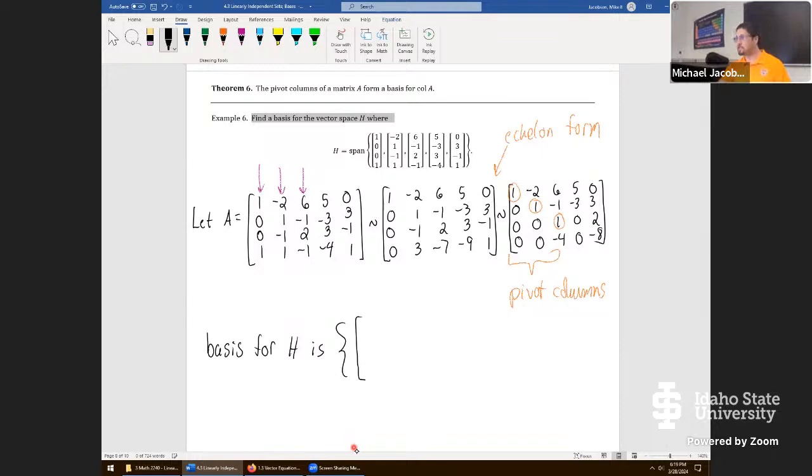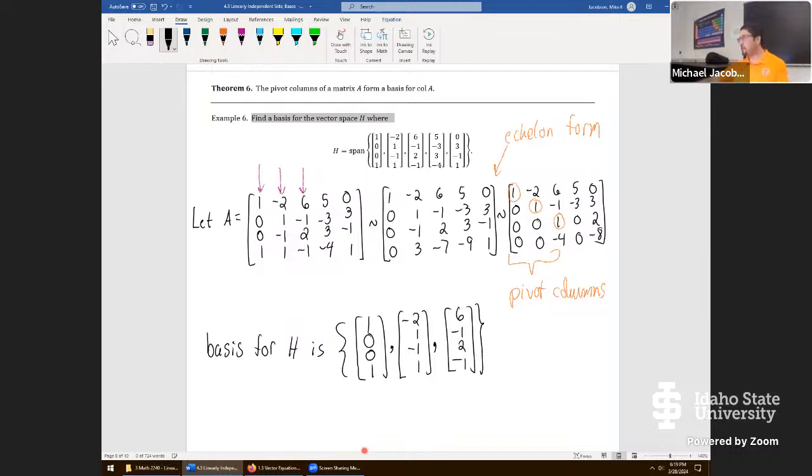It's completely up to you. Usually for the notes, just so it doesn't seem too confusing, I just write them in. 1, 0, 0, 1. Negative 2, 1, negative 1, 1. And 6, negative 1, 2, negative 1.